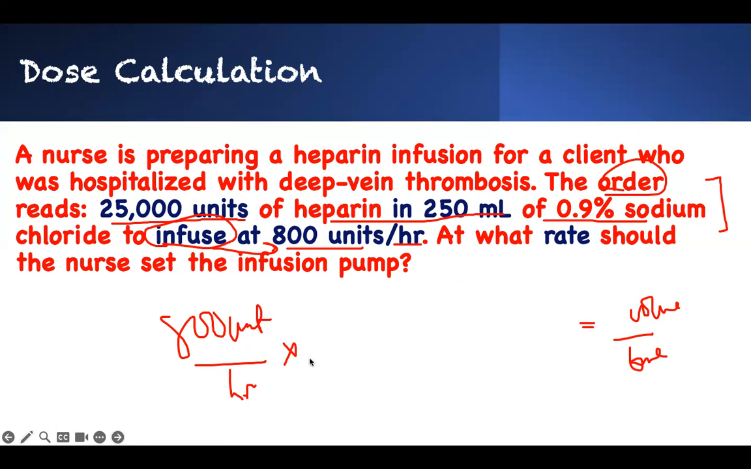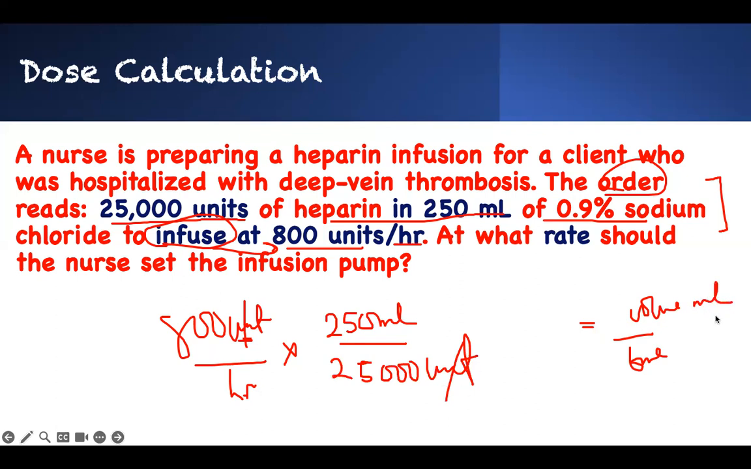Therefore, to have a volume over time, I need to have a volume. So the volume is going to be 250 ml, which goes here. And then the unit, which is 25,000 units, goes down like that. The 0.9 normal saline, you don't use it. Now unit cancels unit, and what you're left with is 800 times 250 ml, so the volume is ml over an hour. That's how the patient is going to get it.